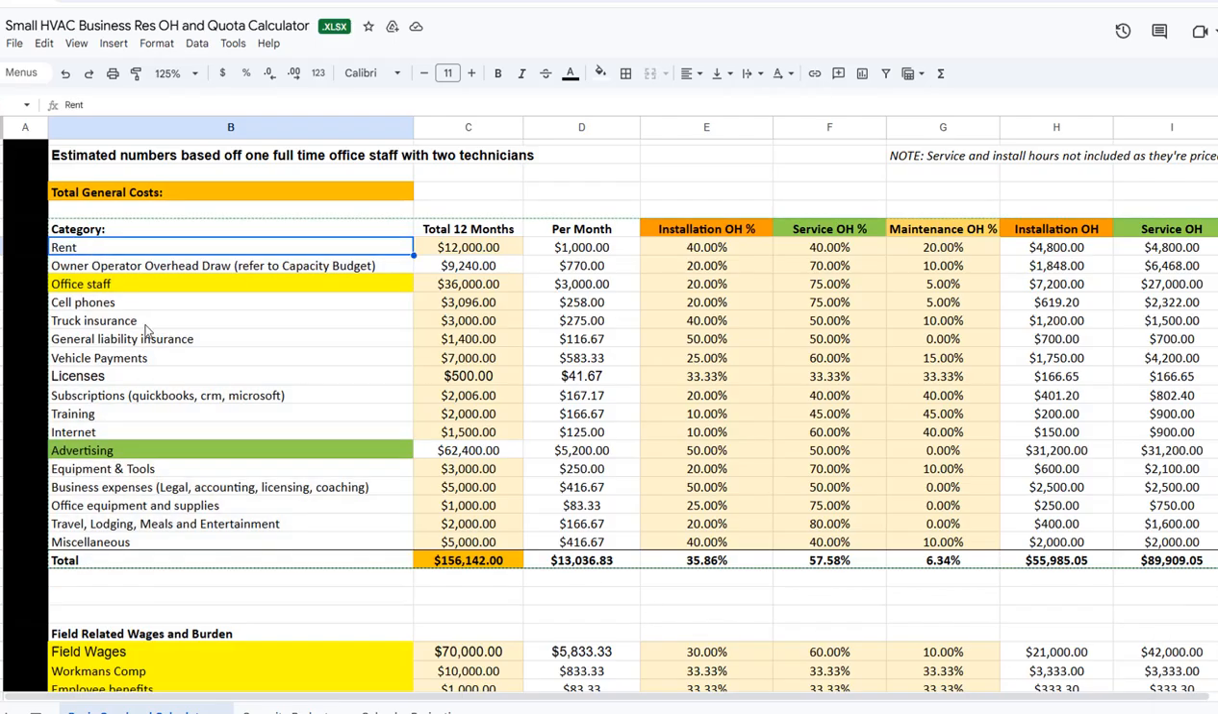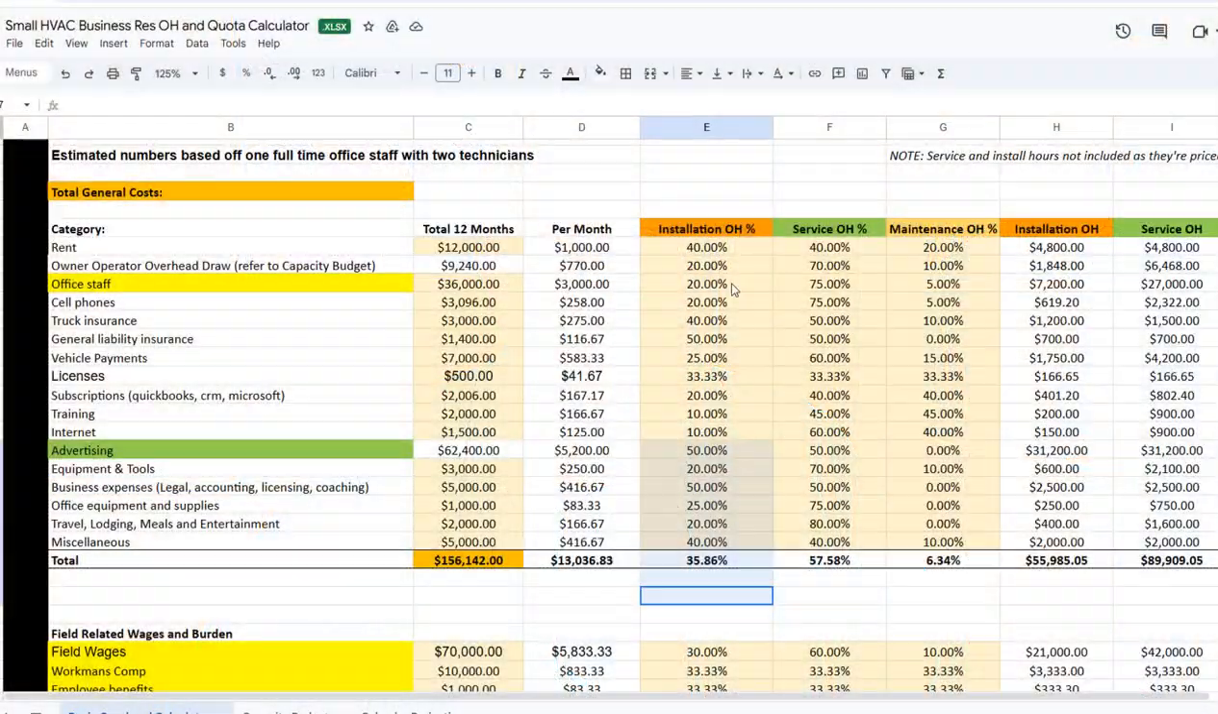But rent, uniforms, which I think are mixed in here with miscellaneous, your cell phones, truck payment, truck insurance, training, internet, advertising, marketing, and tools and stuff that you're buying all the time. And this is not accounting, by the way. This is just to help you price. And then we're going to look at something called departmentalization, breaking that up.